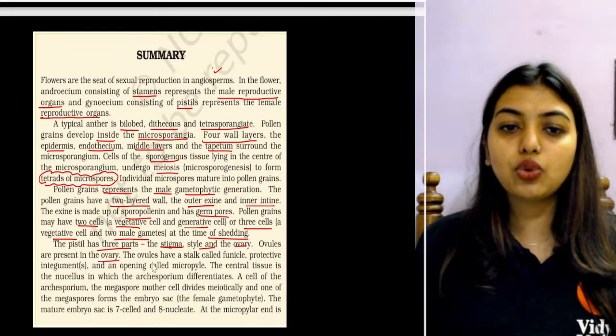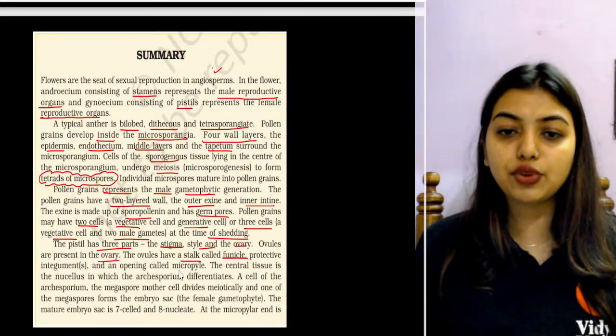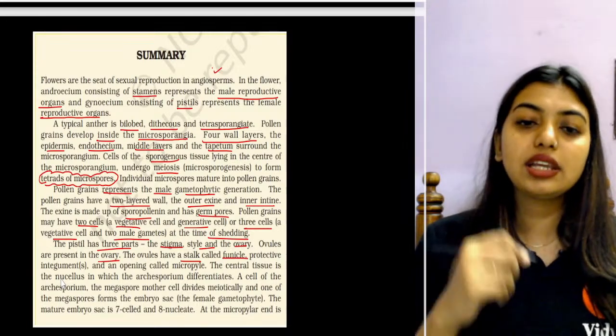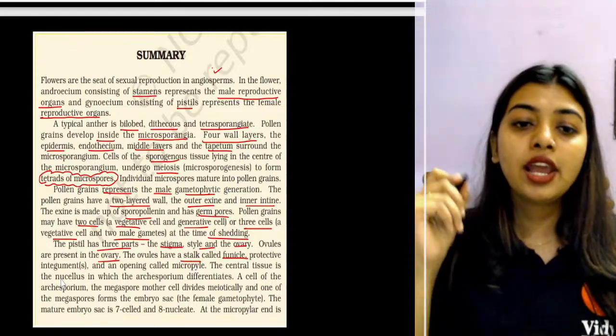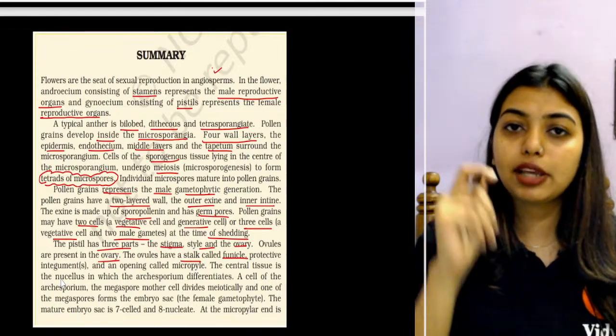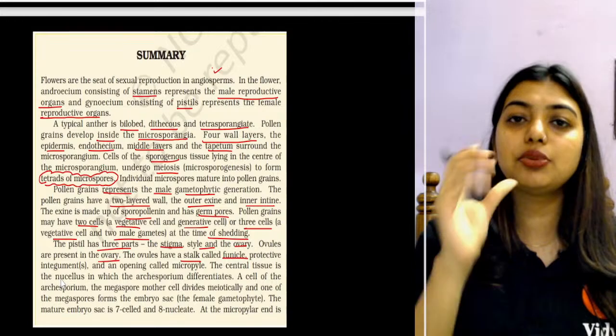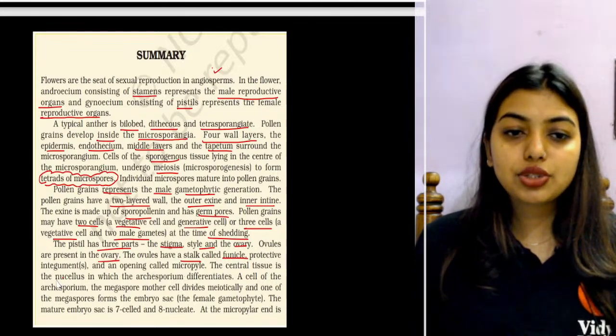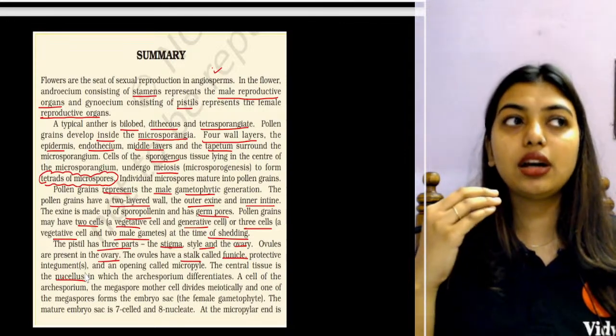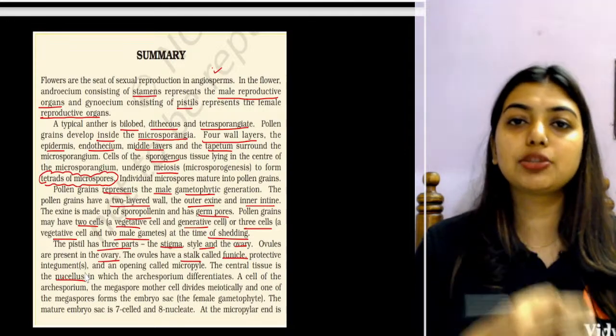Now, the pistil has 3 parts, the stigma, style, and ovary. Ovules are present in the ovary. The ovules have a stalk called the funicle. Protective integuments are there, and these integuments later become the hard seed coat around the seed. Now, they have an opening called the micropyle. The micropyle becomes a small pore in the seed, which allows for oxygen and water exchange. Now, the central tissue is called the nucellus, which provides nourishment for the growing embryo sac.